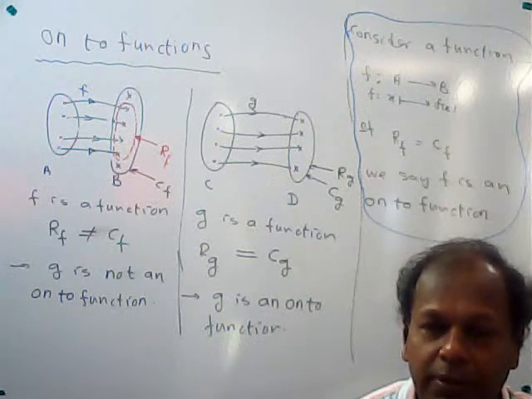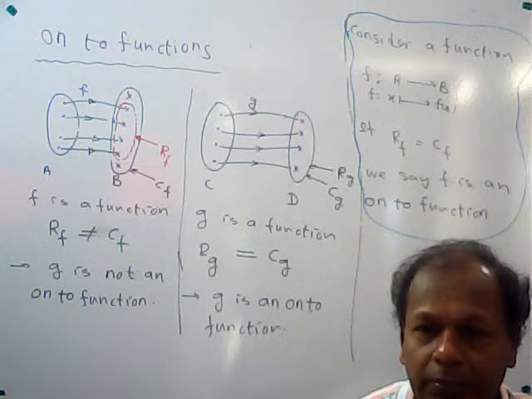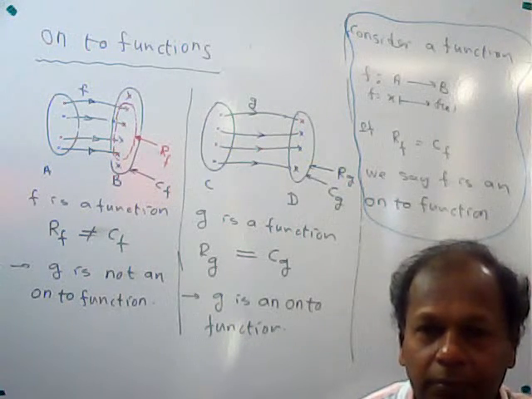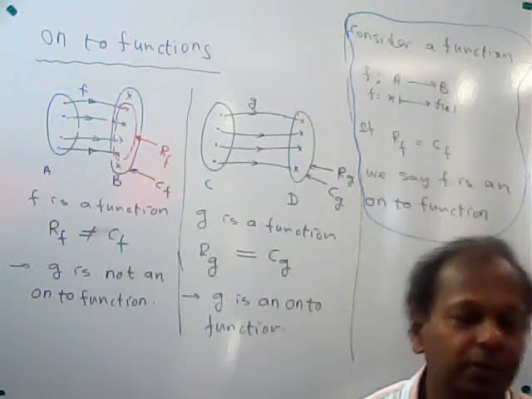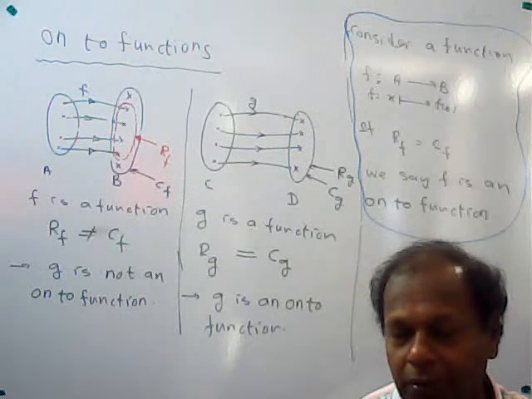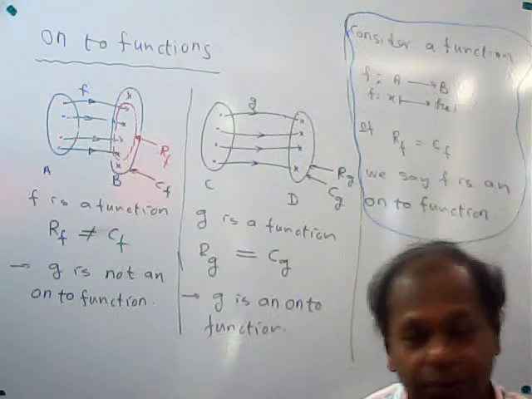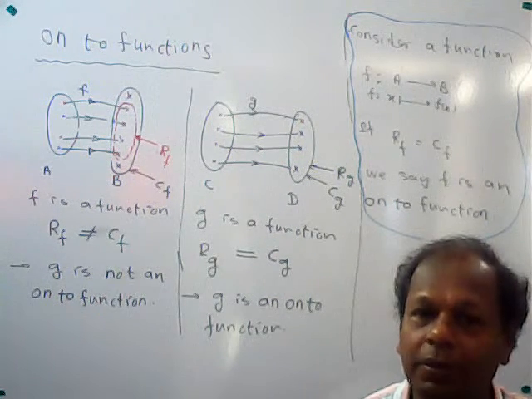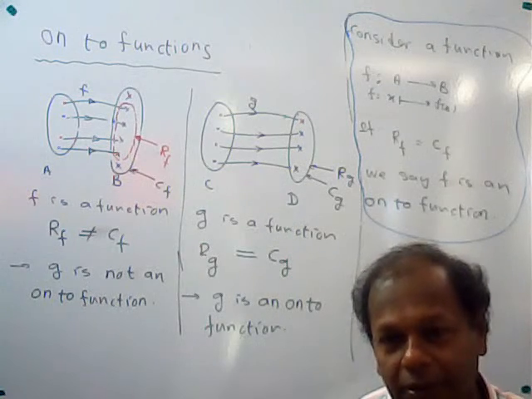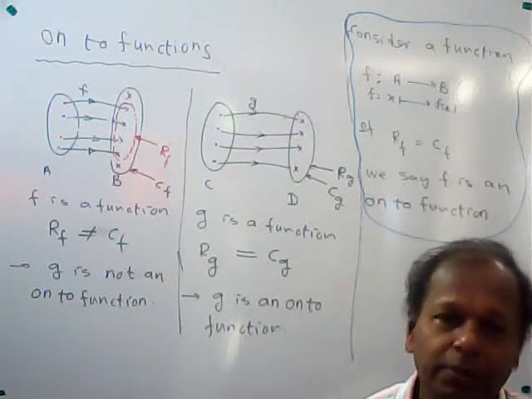We'll take examples after this. It's very simple, right? If the codomain is equal to the range, or on the other hand, the range is equal to the codomain, you say it is onto. If the range is not equal to the codomain, it is not onto. It's that simple.